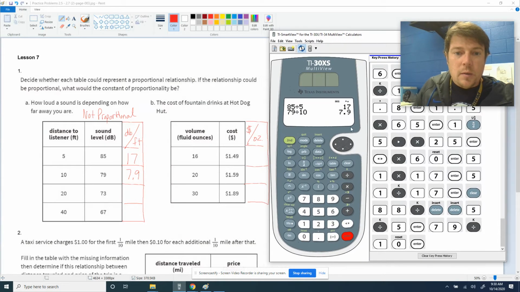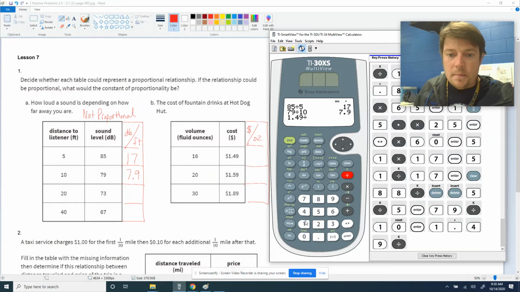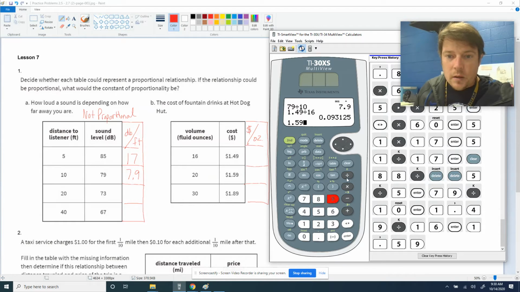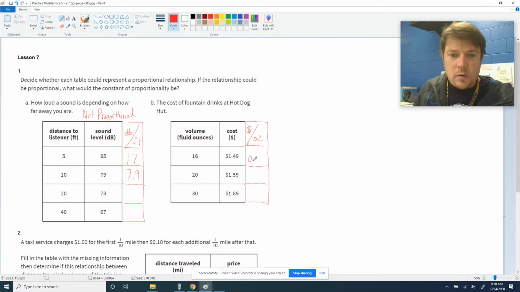So this particular one, I'm going to do $1.49, and I'm going to divide by 16. And then see how it gives me 0.093125. Let's see if I keep getting that amount or not. $1.59 divided by 20. Different. Okay, so this one right here was 0.093, and this was like 0.07 and some change. All right, that tells me that it is not proportional.